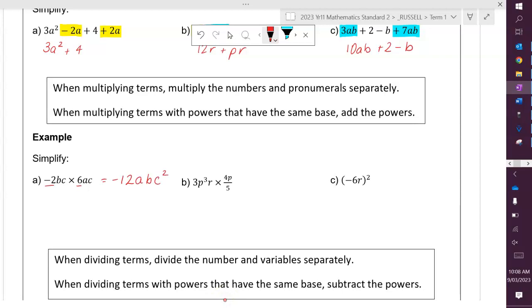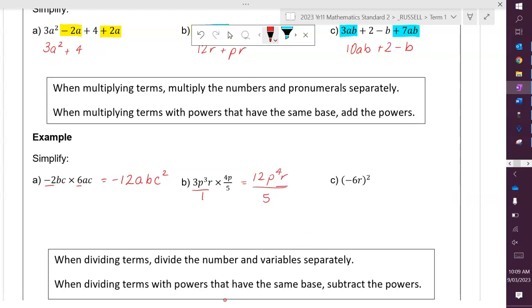Now in this second one, I'm going to make this first term a fraction, because I know my rules when I multiply fractions. It means I multiply my numerators and I multiply my denominators. So this becomes 3 times 4, which is 12. p cubed times p becomes p to the 4. And then I have my r. And then 1 times 5 is 5.